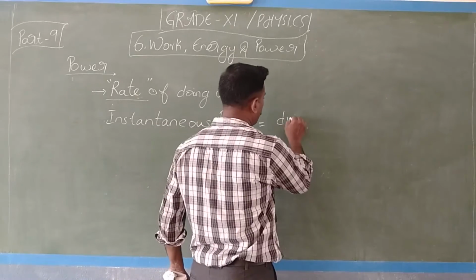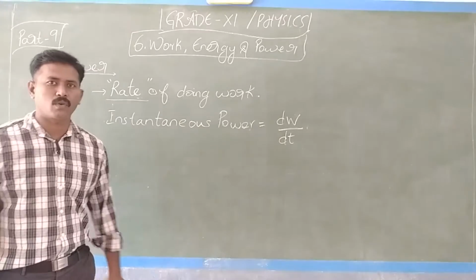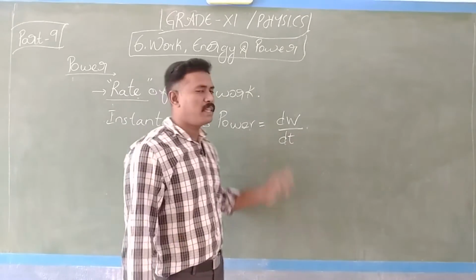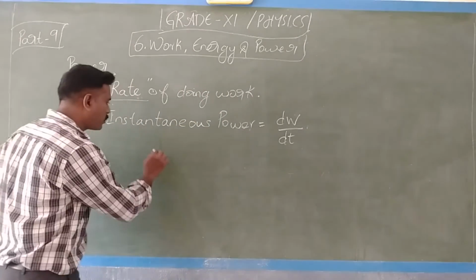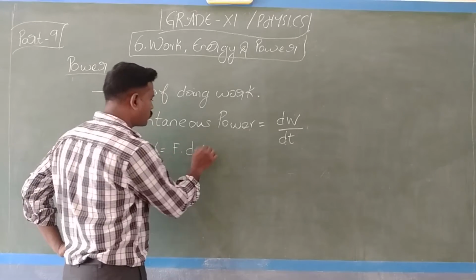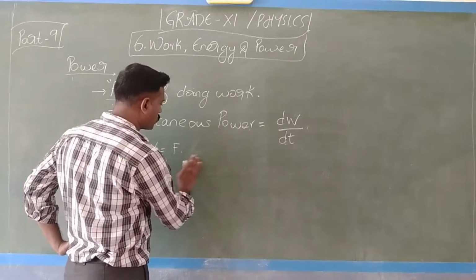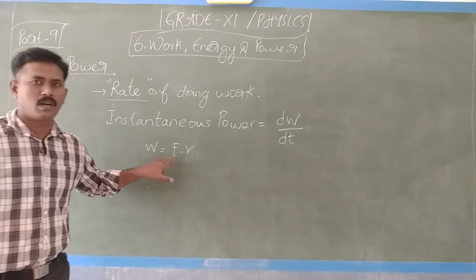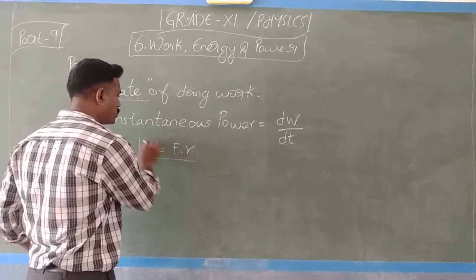Instantaneous power is dW by dt. Previously the work done I told is a constant value. Here the work done is changing. So what is the formula for work done? Work done is force times the displacement. R is the displacement, F is the force given. So this is one basic formula.